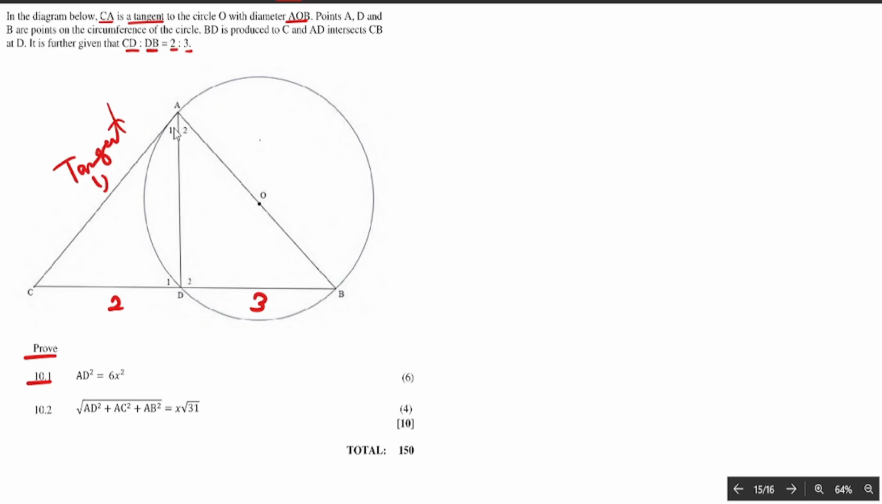So if it's a tangent and this is a chord, which means this angle here of A1 is equal to this angle B, right? So that's the first thing we can detect, is that angle A1 is equal to angle B. Reason is tan chord theorem, right? Fine.